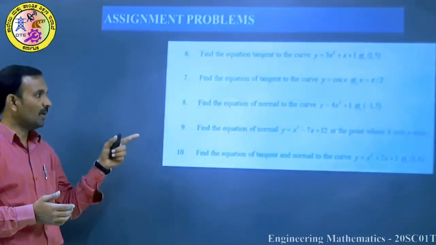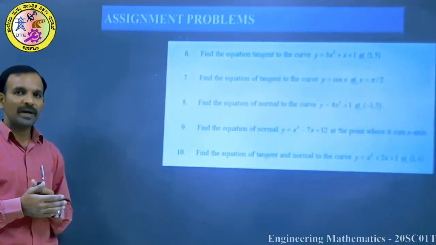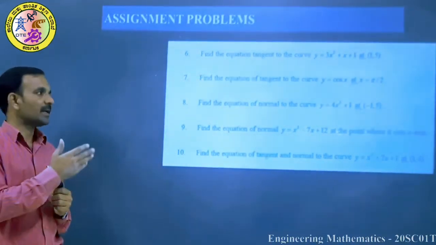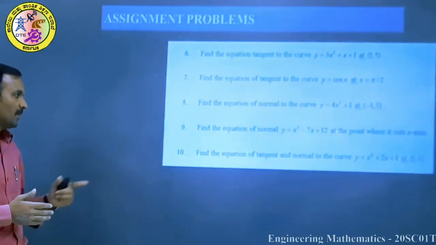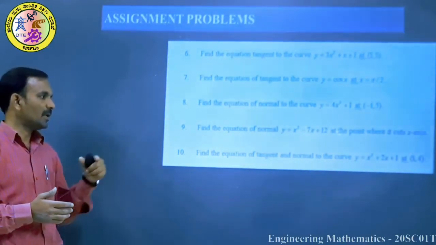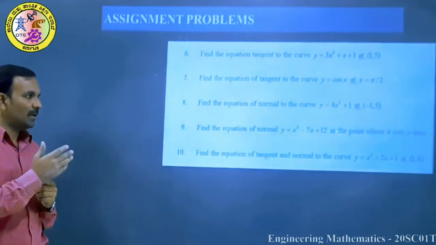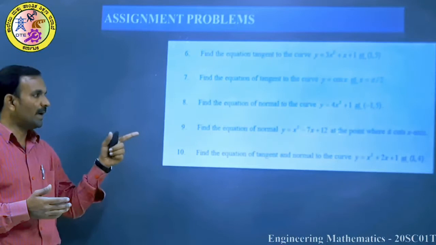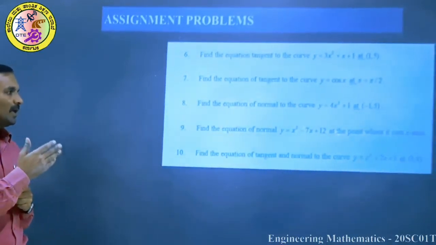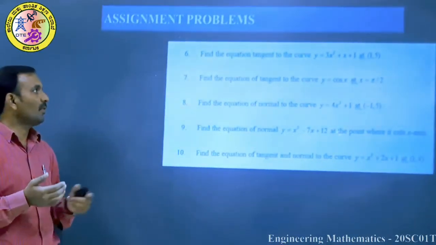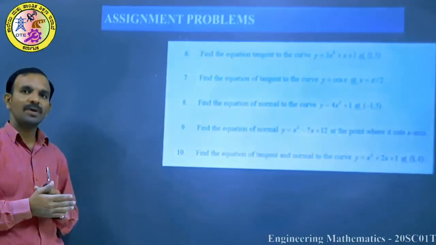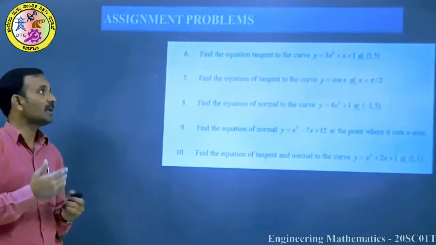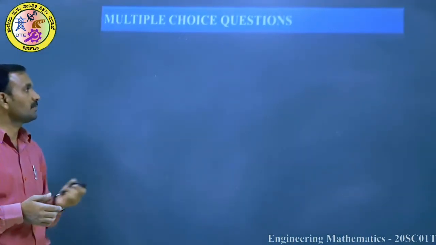Ninth one, find the equation of normal to the curve y equal to x square minus 7x plus 12 at the point where it cuts the x axis. Tenth one, find the equation of tangent and normal both to the curve y equal to x square plus 2x plus 1 at 1 comma 4. These 5 problems are related to equation of tangent and normal. Next, we are going to see some multiple choice questions.